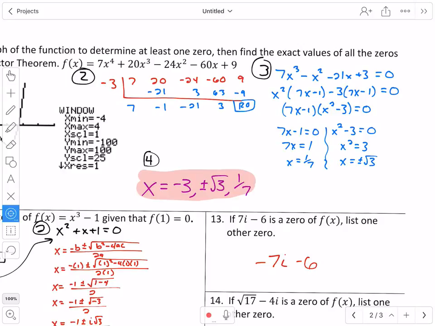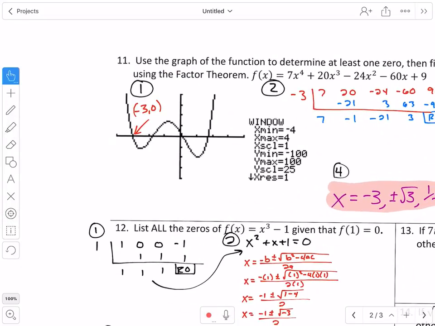Then I multiply -3 times -1, and I get +3. Then I add -24 plus 3 is -21. -3 times -21 is 63. I add, and I get 3. -3 times 3 is -9. I add, I get a remainder of 0. So I was correct in looking at this and seeing that this actually crosses at -3.